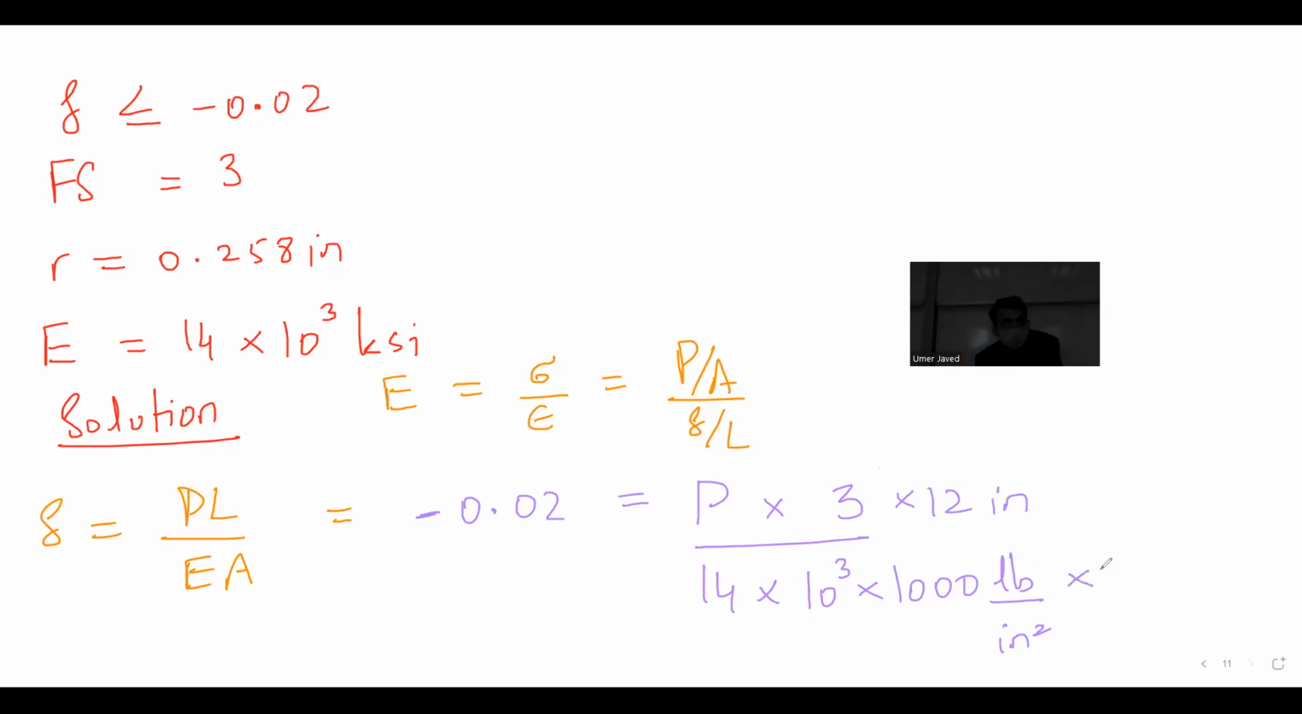What about area? I think I found the radius. Again, no need to convert it into feet. I will have pi into 0.258, pi r square. And a good habit is to put inch square here so you can double check your units. This cancels with this one. So I will have a change in length here in inches. So P comes out to be? 0.16. Yeah, I think this seems to me correct.